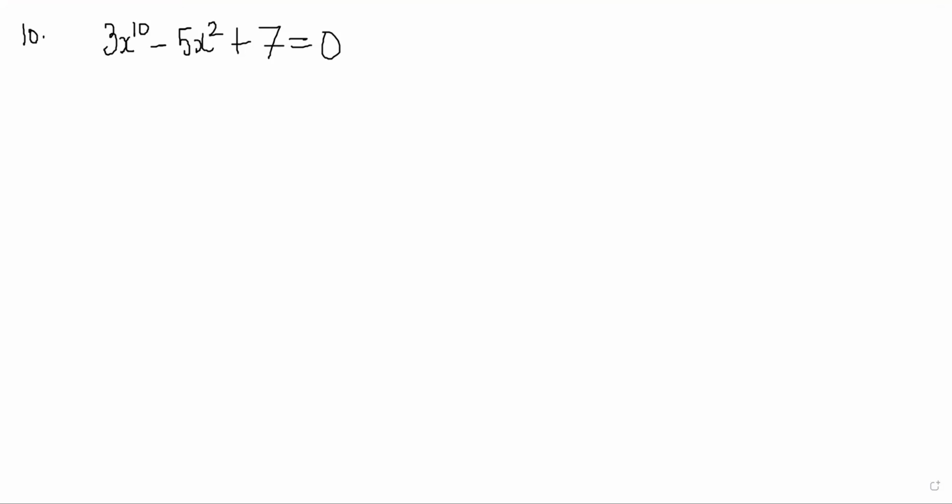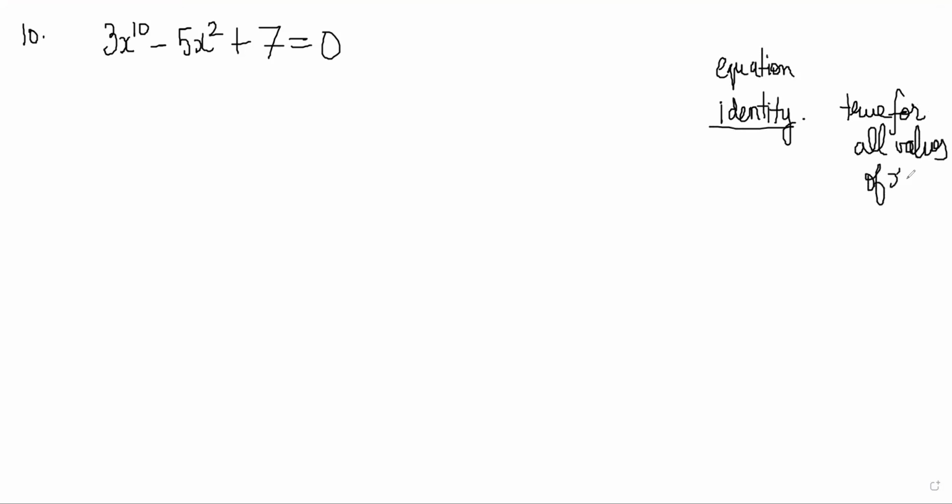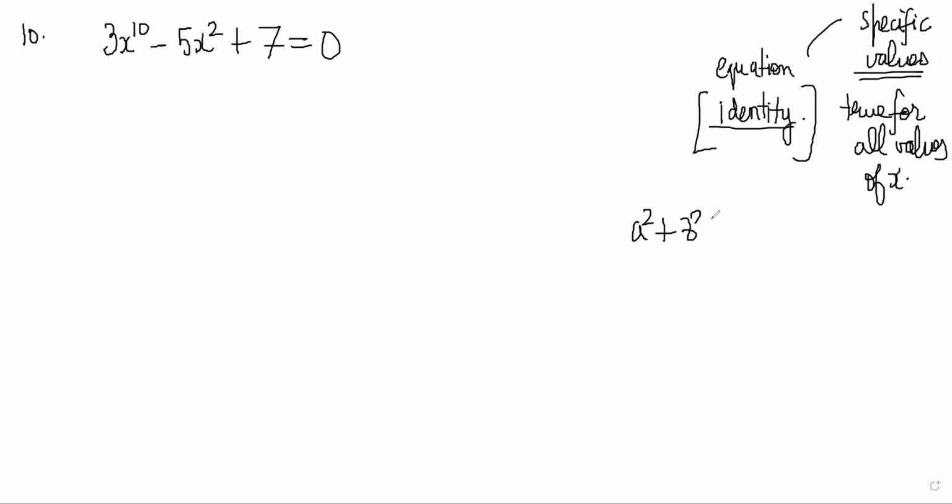It is obviously an equation, but is it an identity? What is the difference between an equation and an identity? An identity is true for all values of x. It's a statement which is always true. An equation is only true for specific values, no? Equations have solutions. Identities don't have solutions because they are always true. For example, a square plus b square plus 2ab is equal to a plus b whole square is true for any value of a and b, right? So that's why this is called an identity, right?